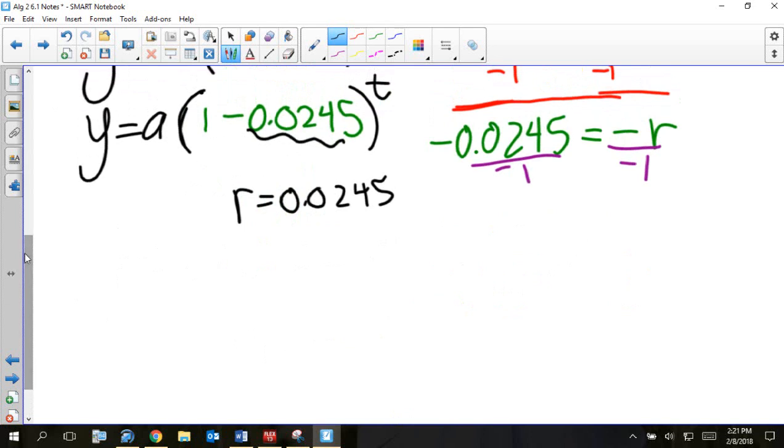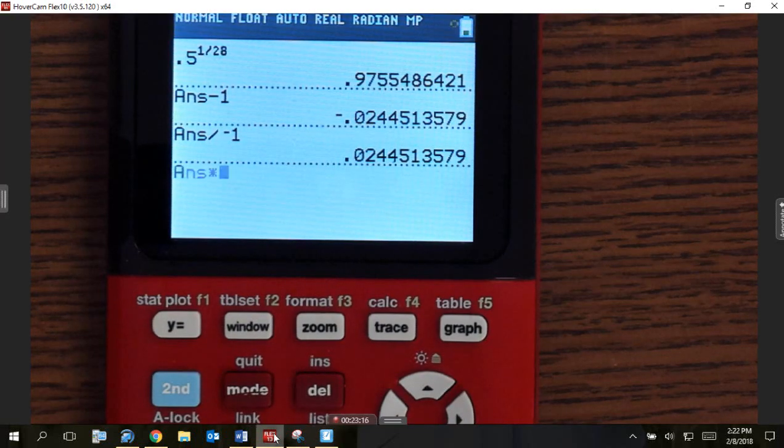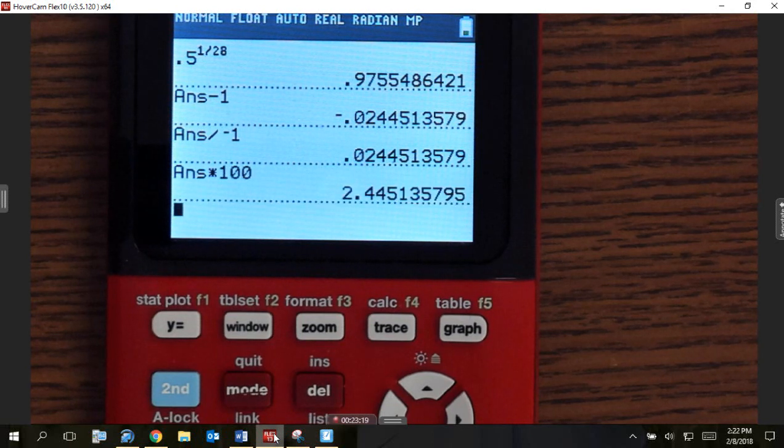And remember, our rate is equal to the percent divided by 100. That's how we got the rate: we took our percent divided by 100. So how do I undo this? How do I inverse that so I can get just the percent? Multiply by 100. You take that last answer on your calculator, which I'm about to do, and hit times 100. That will give you your percent. On my calculator I hit times 100, and I get 2.445%.